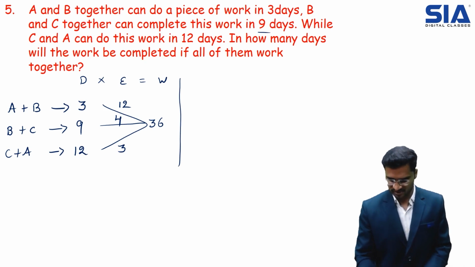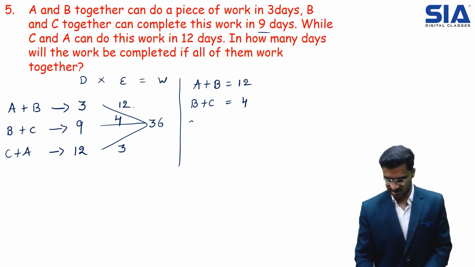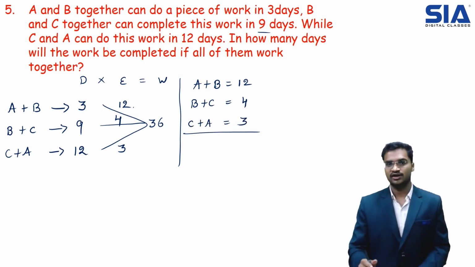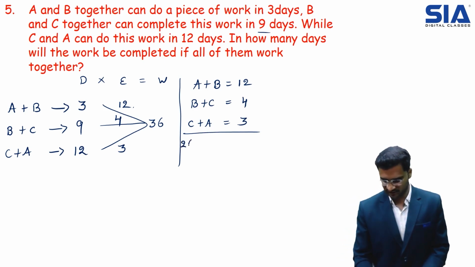Now from this I can say that the efficiency of A plus B is 12. The efficiency of A plus B is 12, and the efficiency of B plus C is 4. In the same way, the efficiency of C plus A is 3. So if I add all of these three values, I am getting the left side value as there are 2 A's, 2 B's and 2 C's.